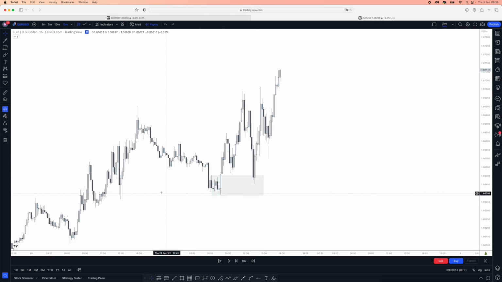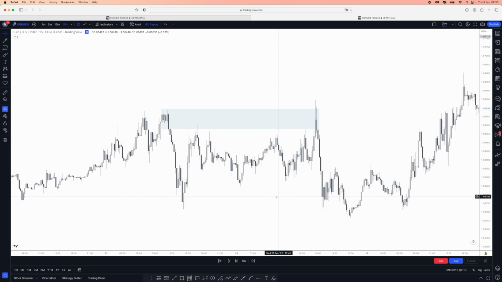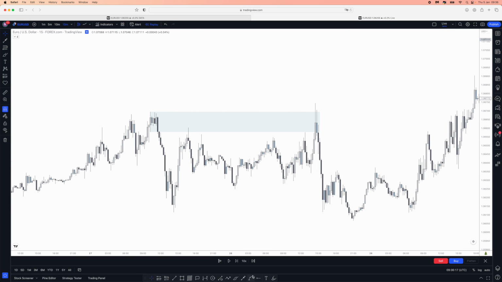Moving on to the next example here, it's kind of a different example, because what happens is we do get a tap in to the supply zone, we do get a little reaction, then we just consolidate for quite a long time here, and then eventually this zone does get swept. So obviously supply and demand doesn't work 100% of the time. Nothing ever works 100% of the time in trading. You're going to take losses, and sometimes supply and demand zones will fail.